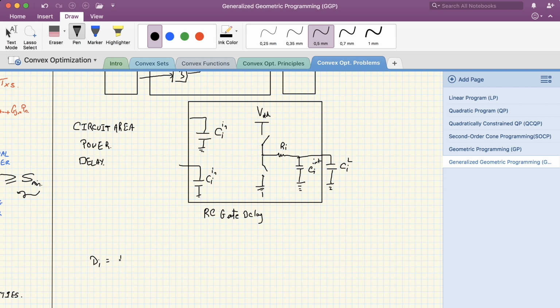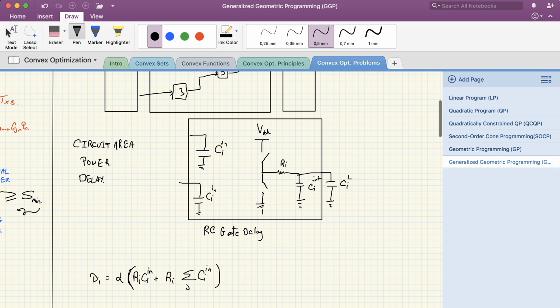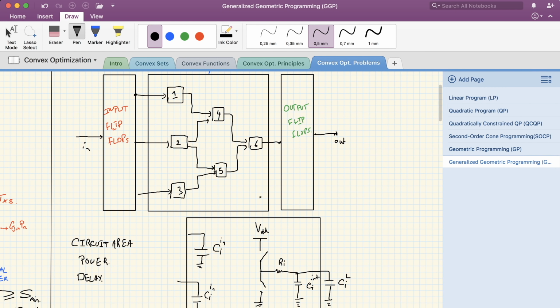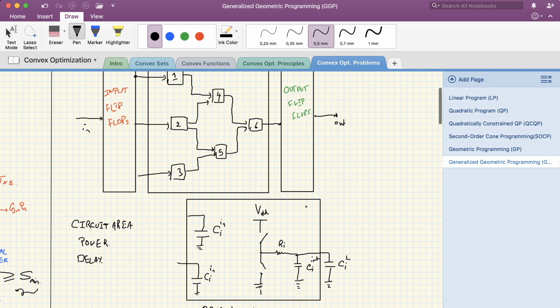So it's a constant alpha multiplied by RI CIN plus RI, the sum of all CIN. Now, as you can see, if you were to pick the values that would minimize your delay, you've got a polynomial in R and C, right? So that being said, the delay in one path is a polynomial. Therefore, when you want to minimize with respect to the delay, then your cost function is a polynomial, and therefore you will be faced with a GP.